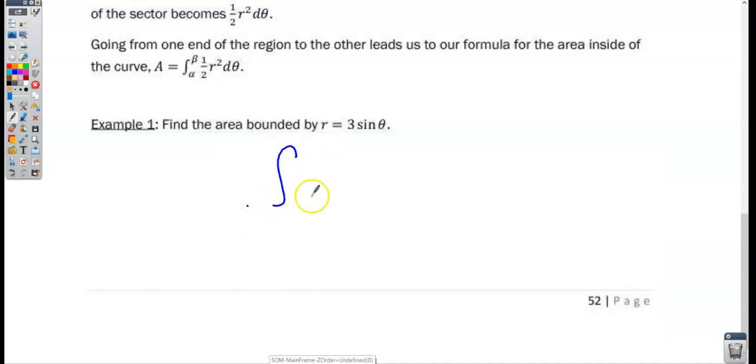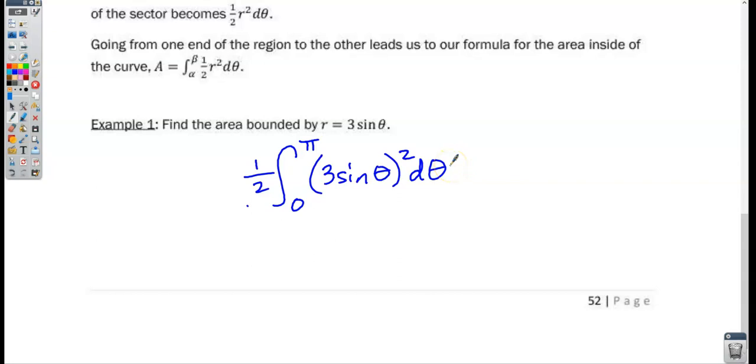So we're going to go ahead and set up our integral. This is going to be from 0 to pi. I've got 1/2, as a constant out in front, r squared times d theta. And there's the integral expression that I'm going to use to find the area inside of the curve r equals 3 sine of theta.